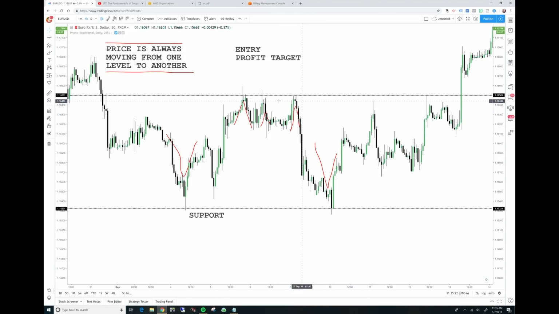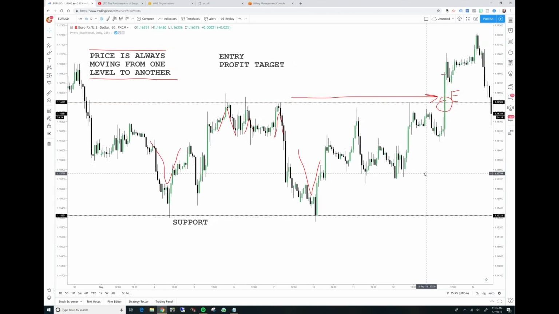That means that we could, for example, later on, after we've drawn that level, see that price breaks above and starts to move upward. That could be an entry as soon as price breaks above, or a candle closes above that level. Let's just keep moving forward in time and see if we can draw some lines.